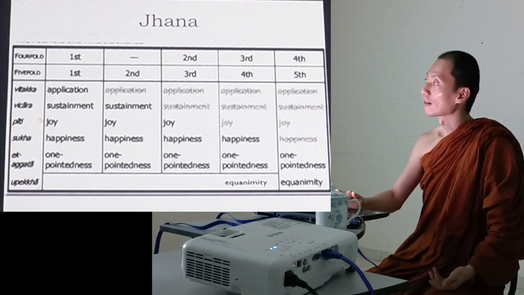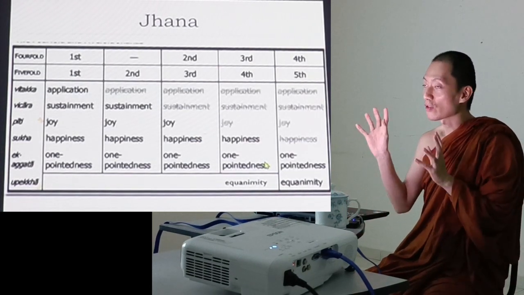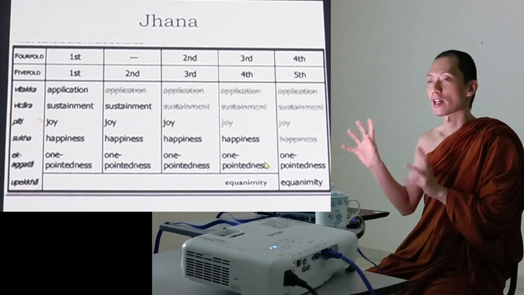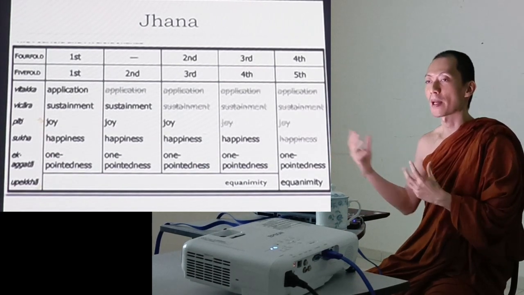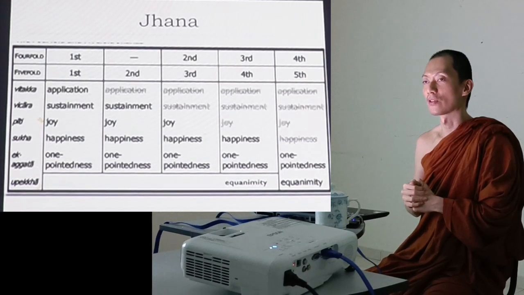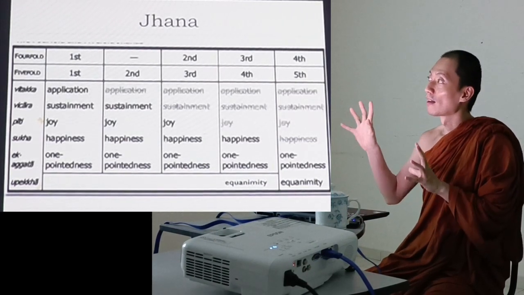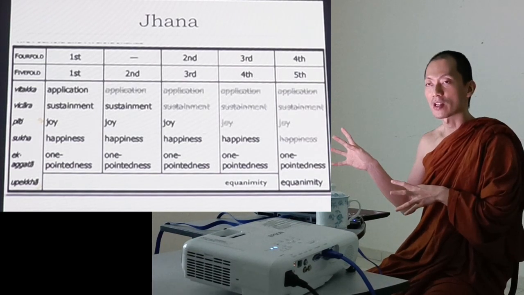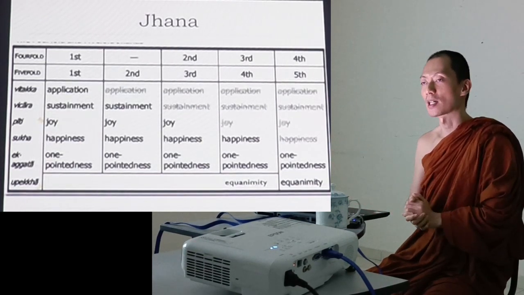So this concentration alone, we cannot call it right concentration without the other factors, without right mindfulness, right view, right thought, and everything. So this can be considered right concentration together with the rest of the Eightfold Path.